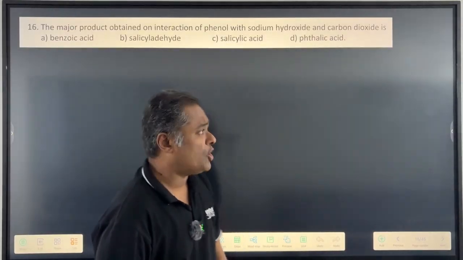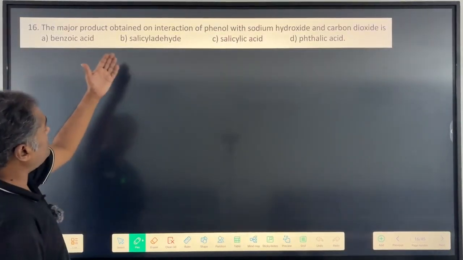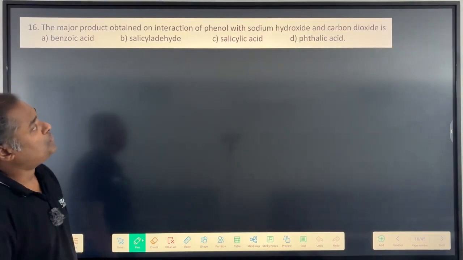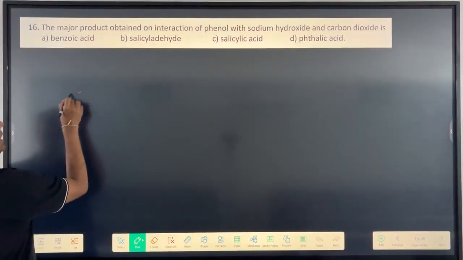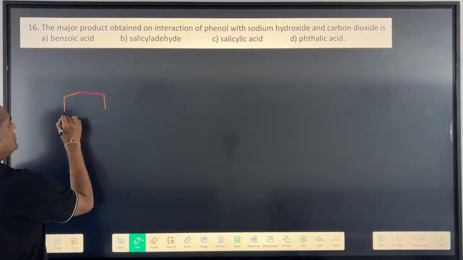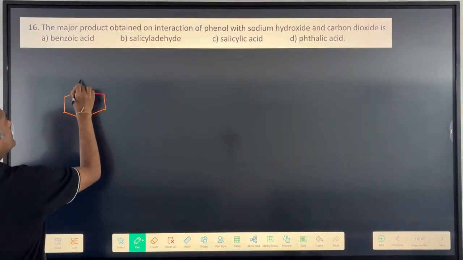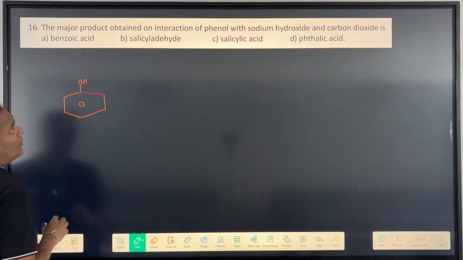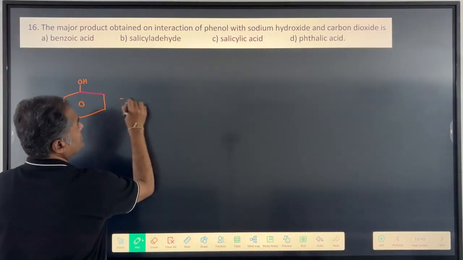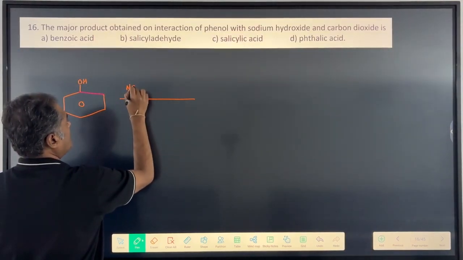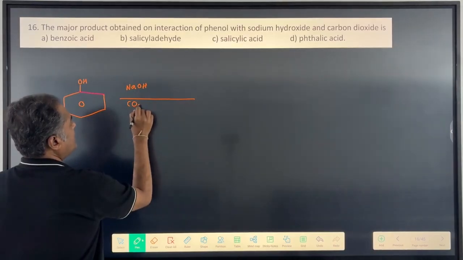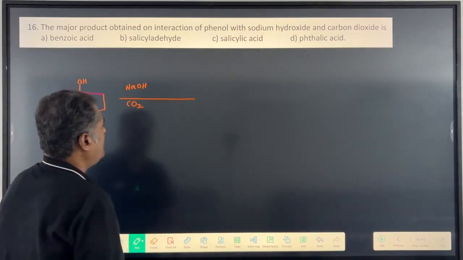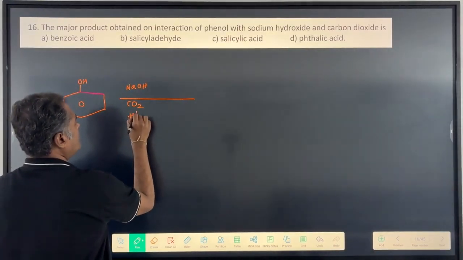Now the next question, what you have got on the screen is a major product obtained on interaction of phenol with sodium hydroxide and carbon dioxide. I think this is one of the very simple name reactions, child. I have got over here a phenol molecule, which you can see very clearly, correct? Now this is treated with what? Sodium hydroxide, correct? After that you have carbon dioxide, and along with that you will require a little bit of H plus ion.